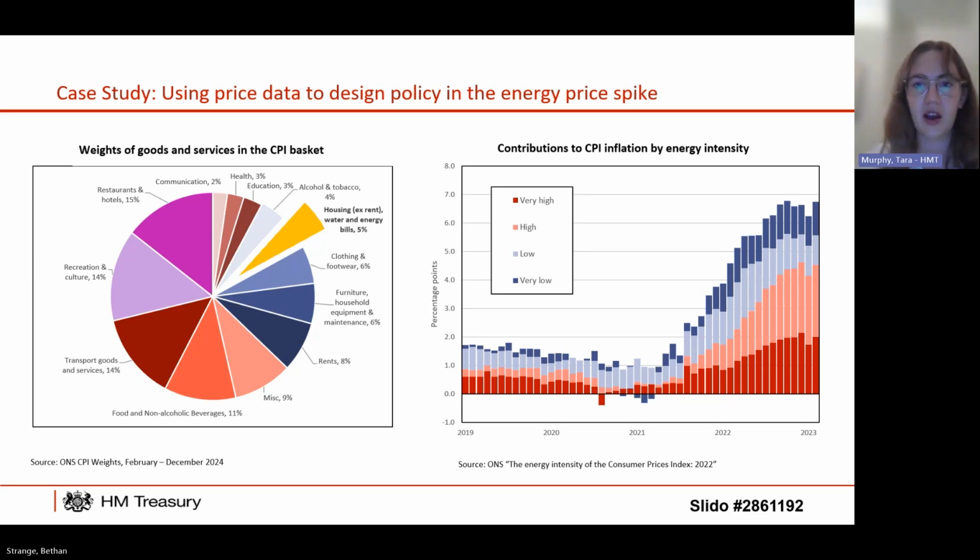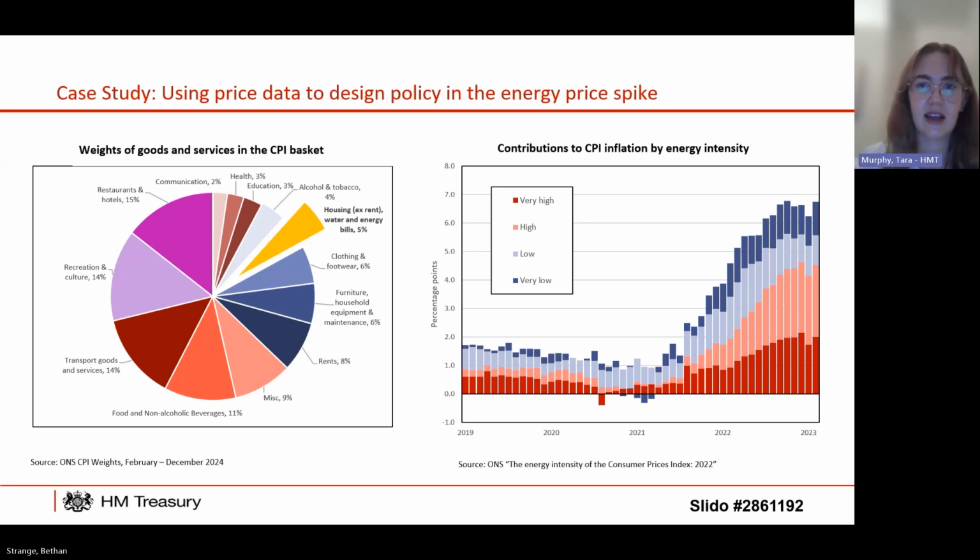The pie chart on the right shows us that the energy bills in that orange slice make up about 5% of CPI. Knowing the weight of energy in CPI and the prices allowed us to calculate how changing the price of energy bills would affect the headline measure of inflation. And informed by this analysis, the Office for Budget Responsibility estimated that because of the Energy Price Guarantee, CPI inflation was over 3 percentage points lower than it otherwise would have been at the peak of the crisis.